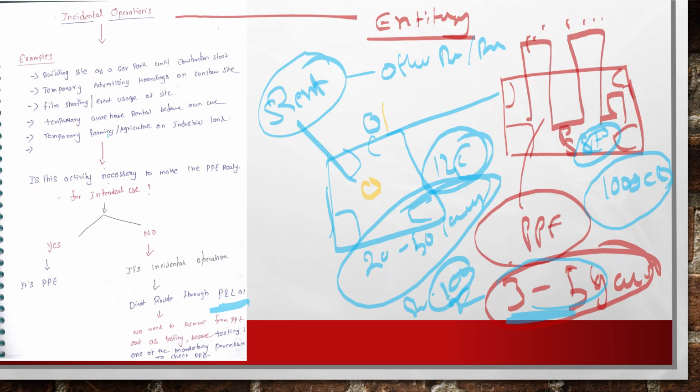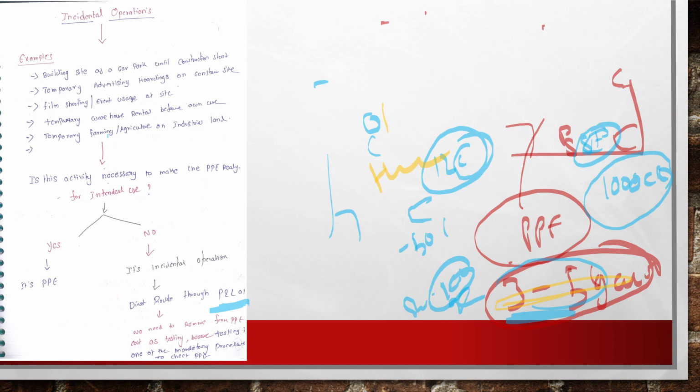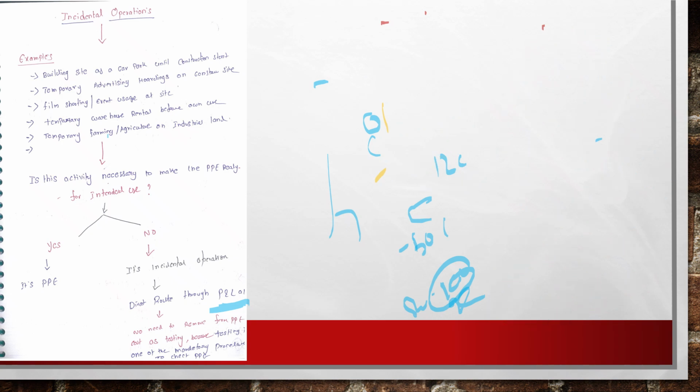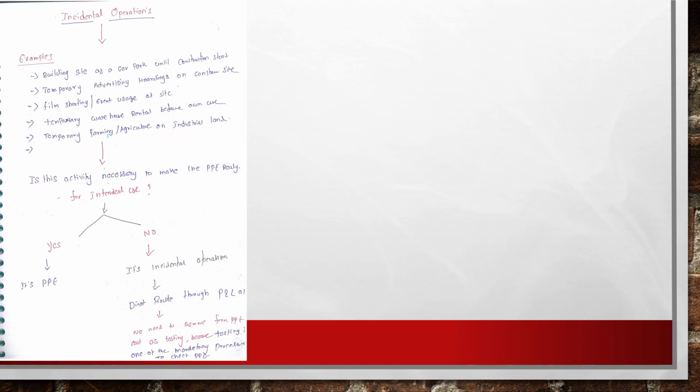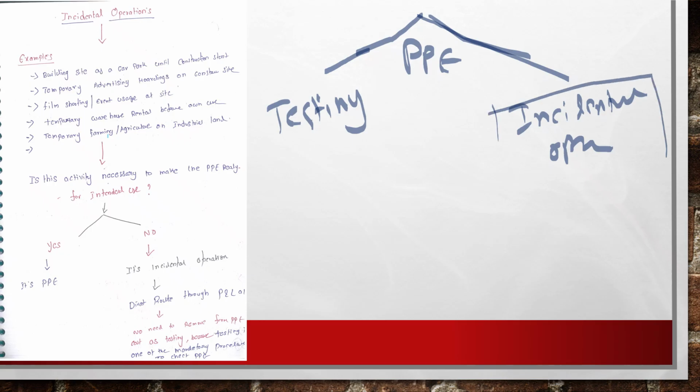This is the same as the testing cost item, but there is a small difference between the incidental operations and the testing cost. I will explain in detail again. I hope you understand till now what is the incidental cost. Before I go to the incidental examples, I will clarify one important thing here. Say suppose while you are constructing PPE, there will be two cases. One is testing and one is incidental operations. I will tell examples of what the incidental operations are.